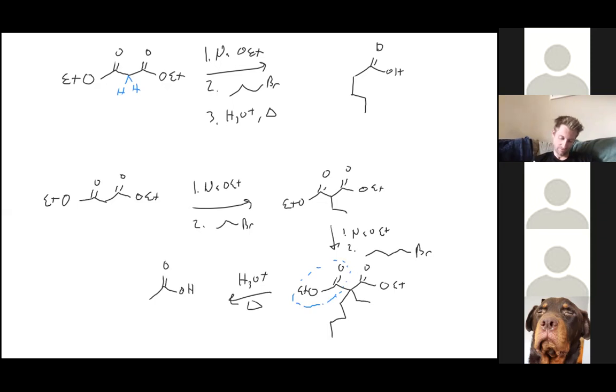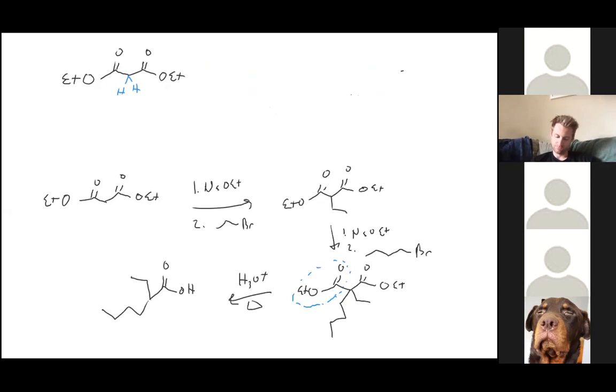We need our ethyl group. And then we need our 4-carbon butyl group, giving us this compound here. It looks a little messy. Let's draw it all out in one big equation so you guys can see what that would look like.